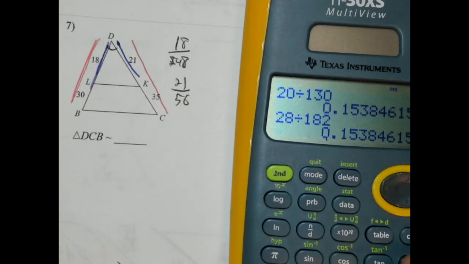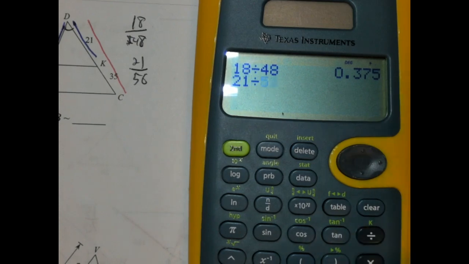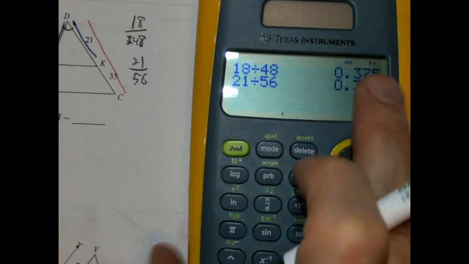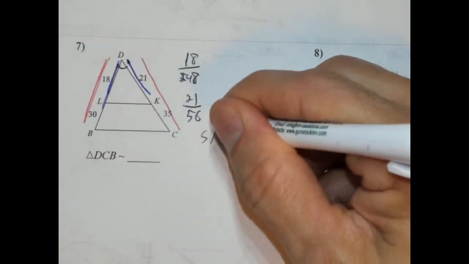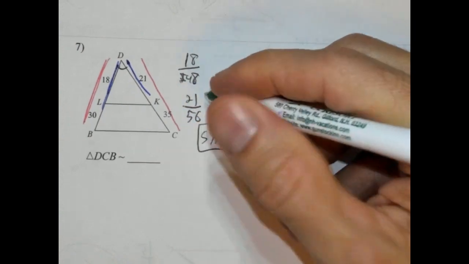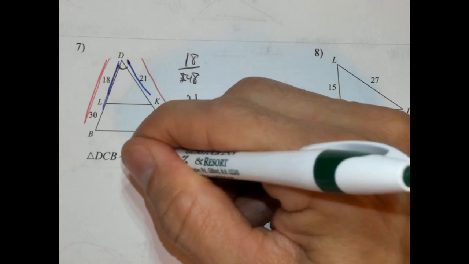Let's see if those are the same, though. I don't know if they are. 18 divided by 48 is that. Well, maybe they are the same. Let's see. They are the same. Look at that. So these are similar because of side angle side. So D, K, L, so DKL.